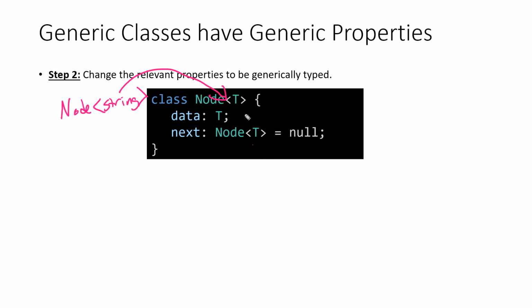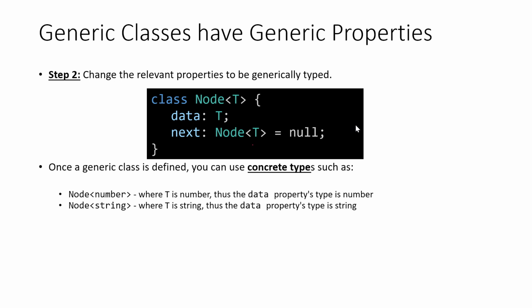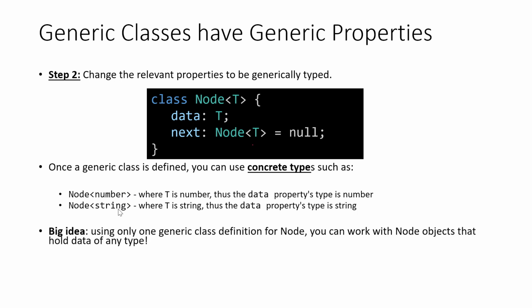And so we can make properties generic as well. And that's one of the primary reasons we would use a generic class in order to make some of its properties generic. And so now notice that we don't have any specific types in here. This is a fully generic class. As I mentioned, once we actually define this class, we can use concrete types such as Node and then number, which would mean that T is going to be number. The data property's type would also be number, same with string. And the big idea is that once we define this class generically, now we can use nodes of any specific type that we want. And we don't have to go redefine an extra class in order to do so.